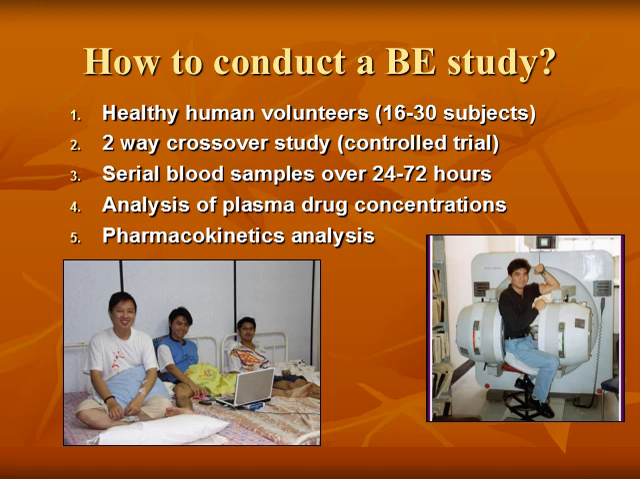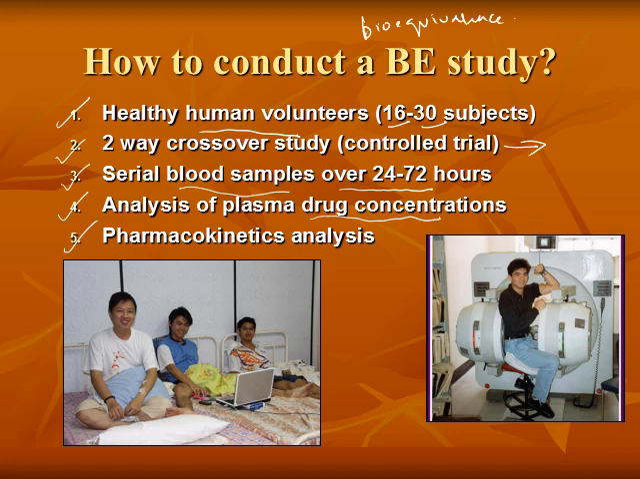To conduct a BE study, BE is bioequivalence, you need 5 main events. You need healthy human volunteers, around 16 to 30 subjects, a two-way crossover study, which I will explain in the next slide, and you need to test the blood sample over 24 hours to 3 days. Then the sample is taken for analysis for the drug concentration, and eventually pharmacokinetic analysis.